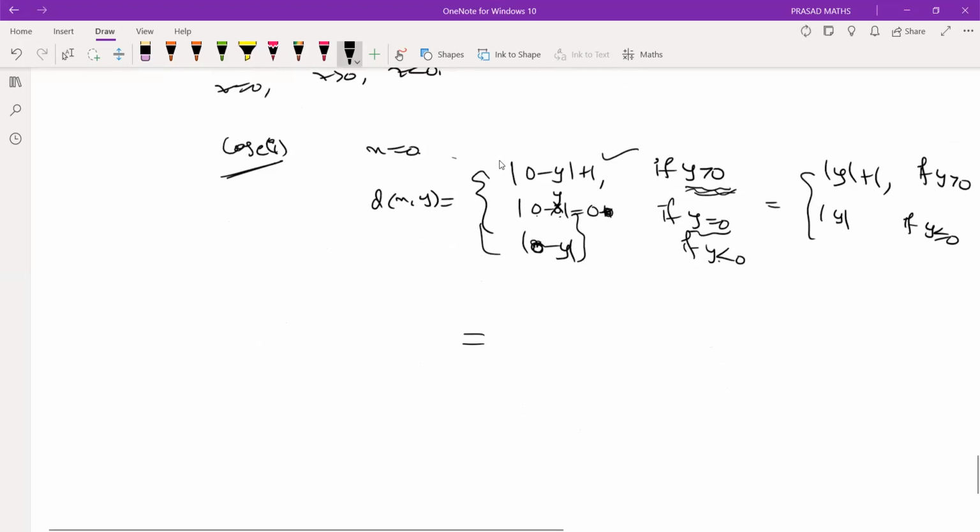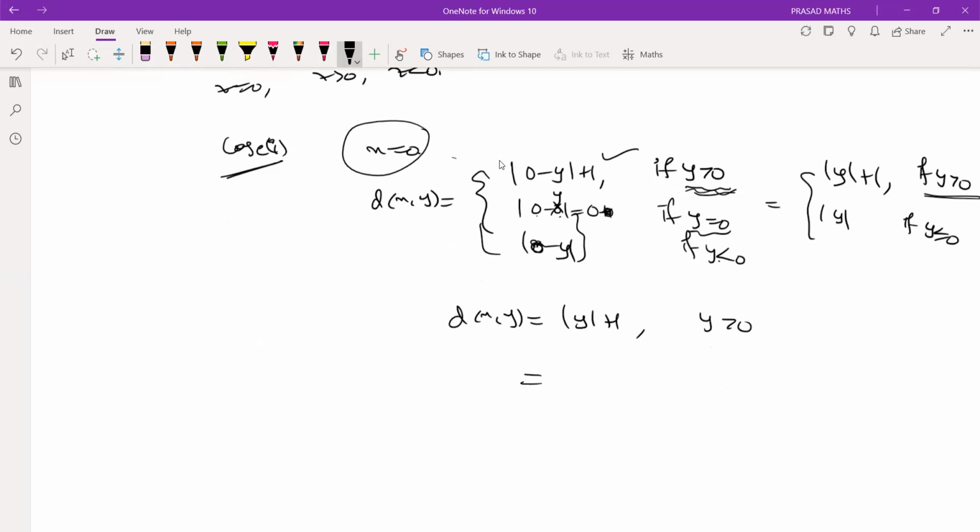So I need to show the triangle inequality. I need to consider only the first option, because there are long options. Therefore, I want to show only one case. Take d(x, y) equal to mod of y plus 1 whenever y is positive. Y is positive, x is 0. Yes or no? So what I do is add and subtract z, because I need to show the triangle inequality. By the triangle inequality, this is nothing but mod of y minus z plus mod z plus 1, because x and y are real numbers, y and z are also real numbers.